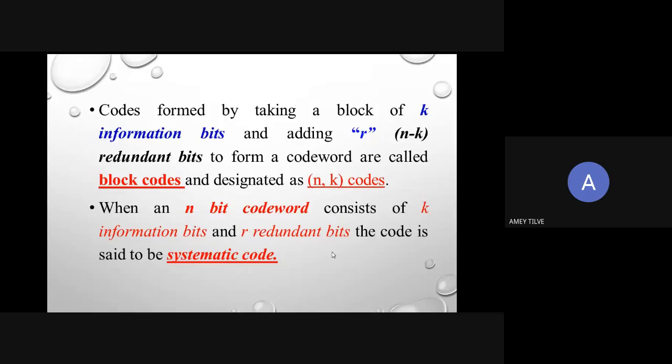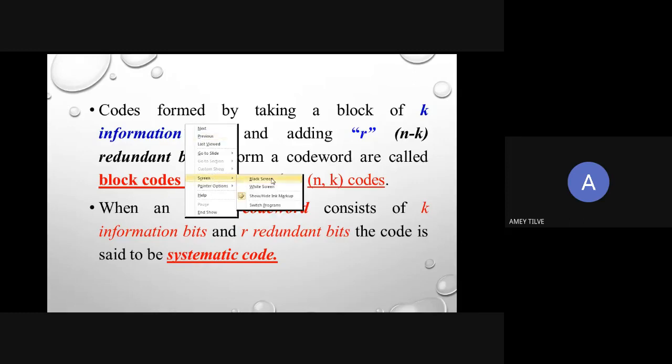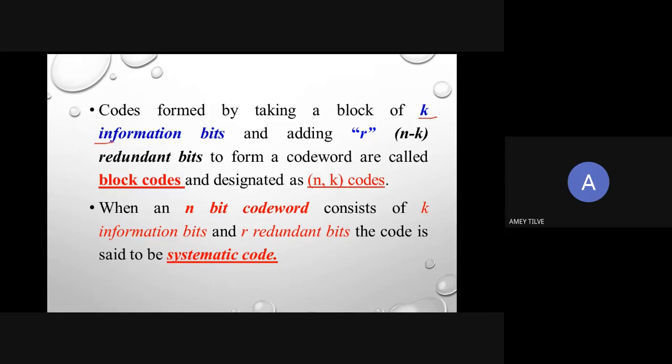Okay, what is this code word called, or what do you mean by block code? Codes formed by taking a block of k information bits and adding r redundant bits to form a code word, which I have already told you, are called block codes. Whenever there is a block of k data information bits with r redundant bits added, those types of code words are called block codes.